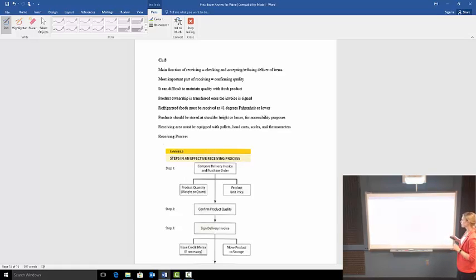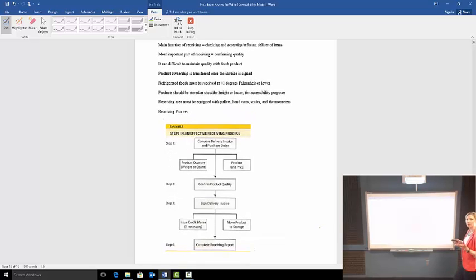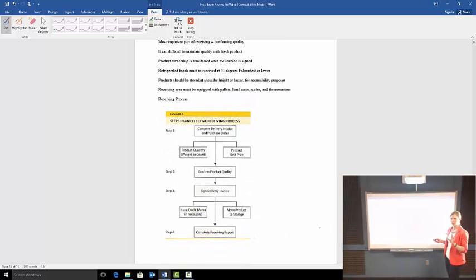Refrigerated foods must be received at 41 degrees or below, so it's important to have a thermometer on hand to ensure that you're properly inspecting the products and they're coming in at the appropriate temperatures. Products should be stored at shoulder height or lower for accessibility purposes once you put that away. Receiving area must be equipped with pallets, hand carts, scales, and thermometers. So there's where that thermometer comes in, and the scale for actually weighing your meats and your products to ensure that they're actually what they're supposed to be.